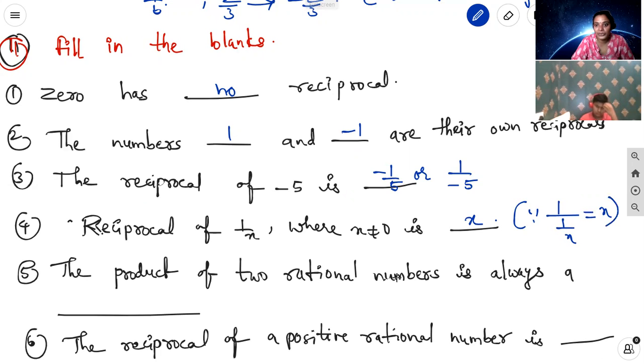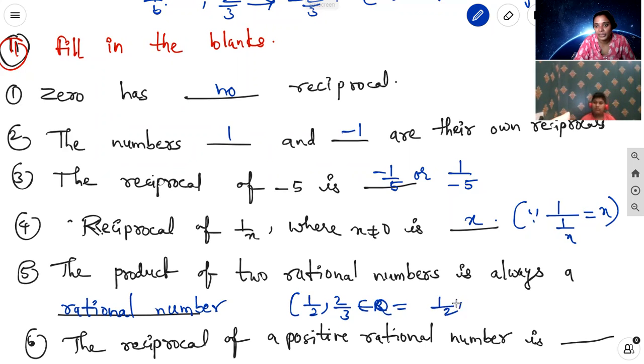The product of two rational numbers is always a rational number. For example, 1 by 2 is a rational number, 2 by 3 is a rational number. These two belong to Q. Then 1 by 2 into 2 by 3 is equal to 1 by 3, which also belongs to Q only.